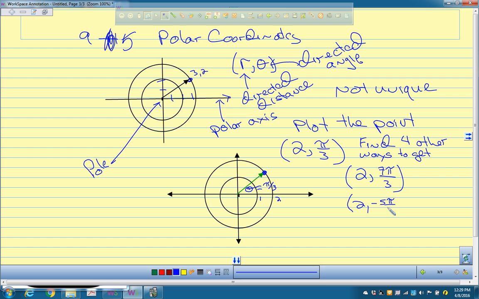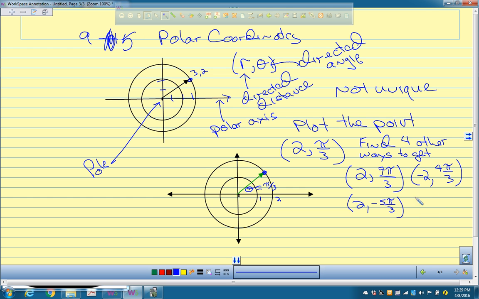Okay, so another way would be, what if I went in the negative direction? What if I said negative 2? So if I went backwards 2, that's negative 2. How far would I have to go to get here? How many pi's over 3 is that? 4 pi, right? I could go back 2 and around 3 pi over 3 and pi over 3 more. So I could go negative 2, 4 pi over 3.